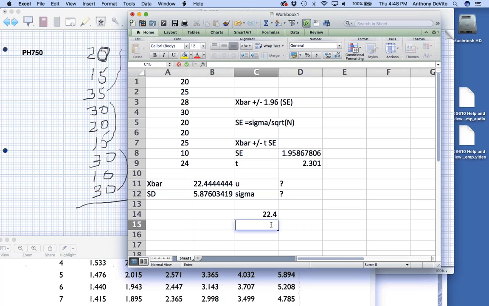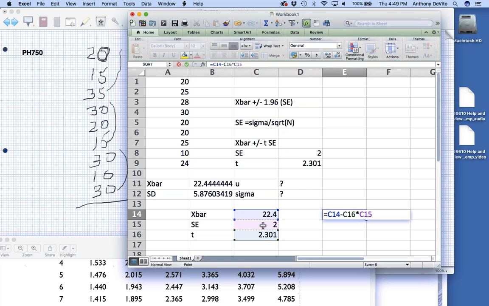1.96. I'm going to call it 2. I'm going to change this number to 2, just so we don't confuse it. The standard error happens to be 2. So this is x bar. This is our standard error. This is our t-score, 2.301. Right? So let's see what I can do now. My confidence interval is going to be equal to the mean, 22.4, minus 2.03 times my standard error.